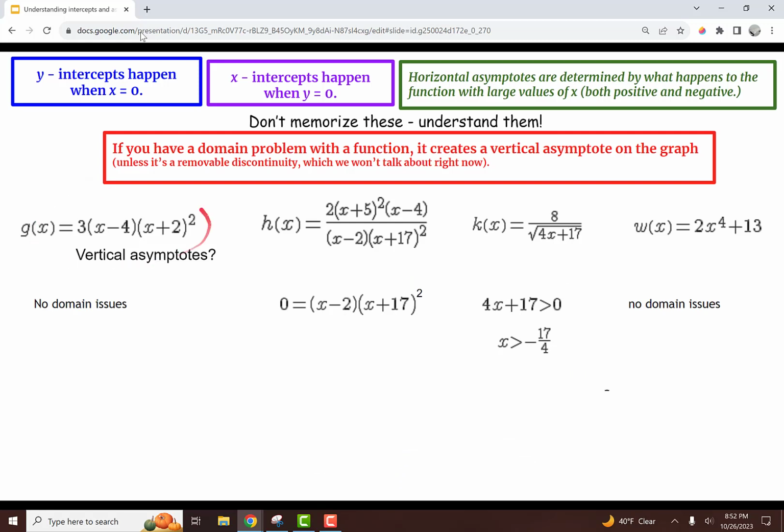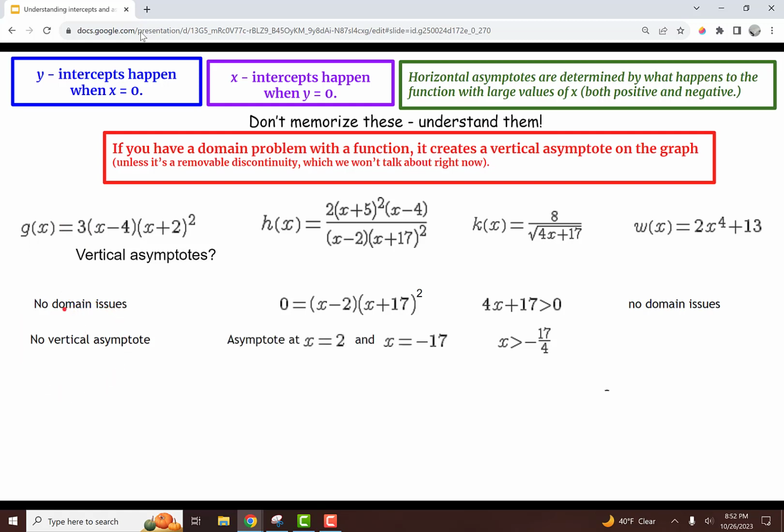Like I said, this one has no domain issues. Here we want to solve when the denominator is 0, and here we want the inside of that square root to be positive. And it turns out that as long as x is greater than negative 17/4, it's going to be positive, but it also implies that negative 17/4 is bad. So the G, there's no vertical asymptotes, no domain problem.